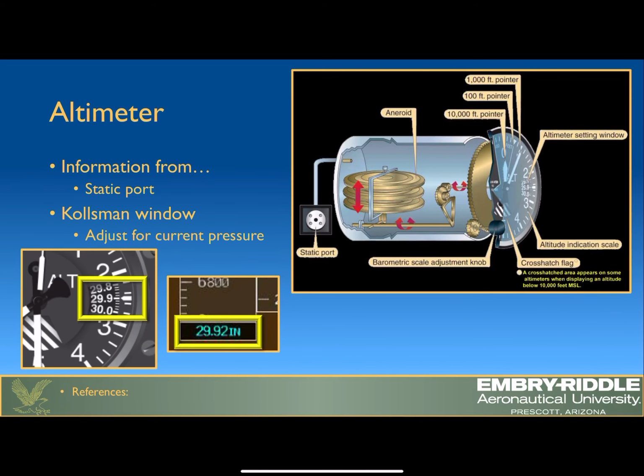All right, let's talk about the altimeter. Altimeter is connected directly to the static port, and that's it. There's no other information.